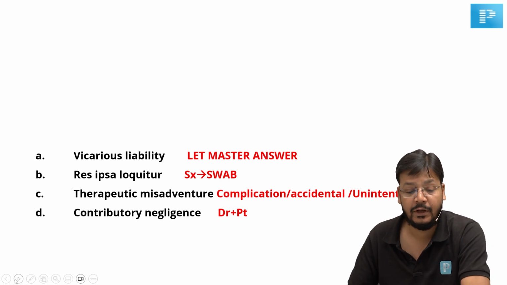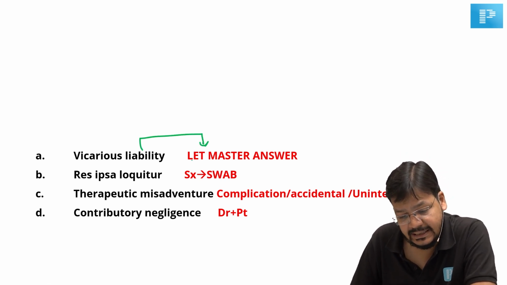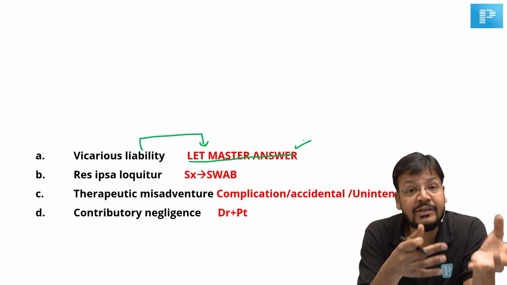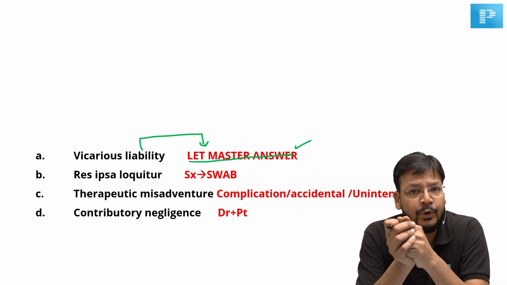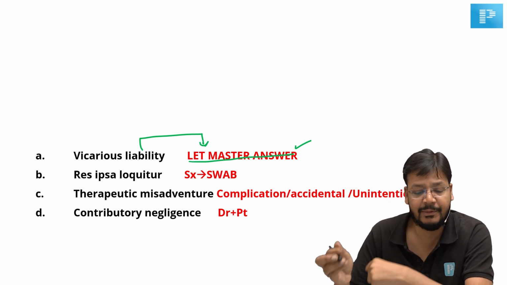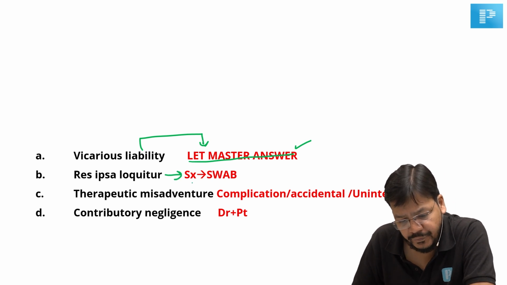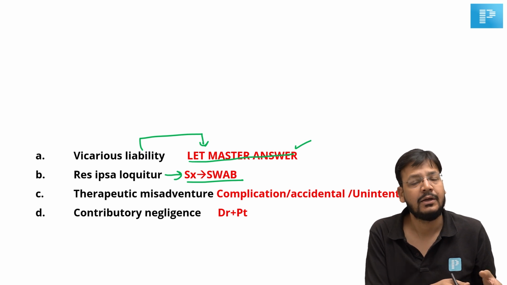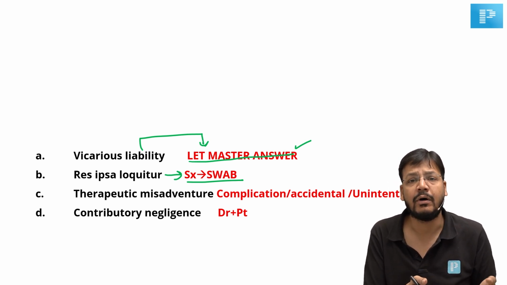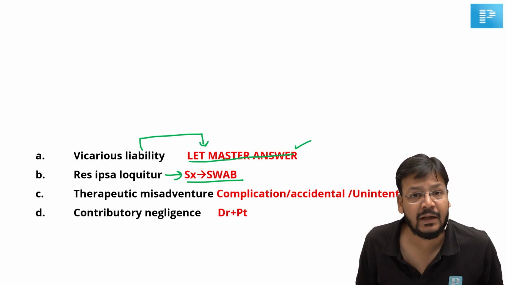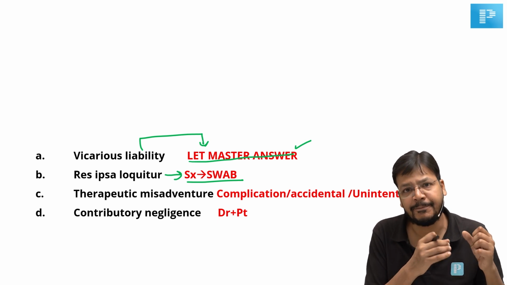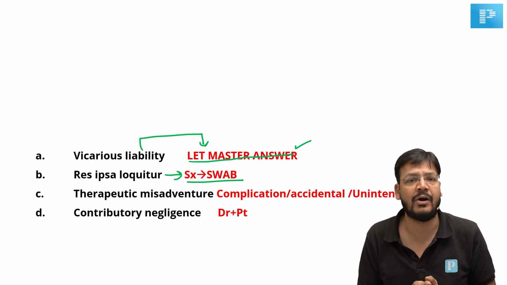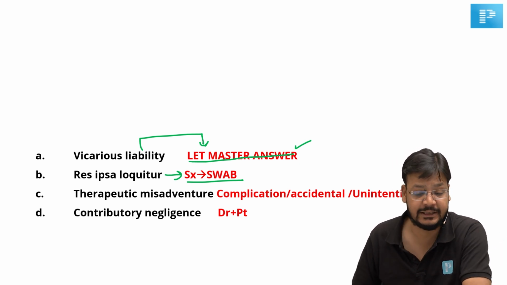Now forward, vicarious liability is respondeat superior, let the master answer. Let the master answer means the employer is responsible for the negligence of the employee. That is vicarious liability. Res ipsa loquitur: if during surgery you left a swab in the body, you are responsible. The thing or fact which speaks for itself. आपने ऐसा काम किया है जिसके लिए आपकी पूरी जिम्मेदारी जाएगी. Res ipsa loquitur. Surgeon forgot the swab in the body. The thing or fact which speaks for itself.